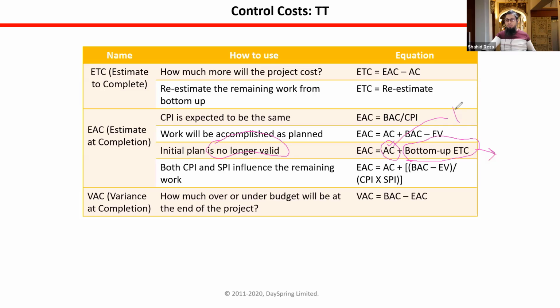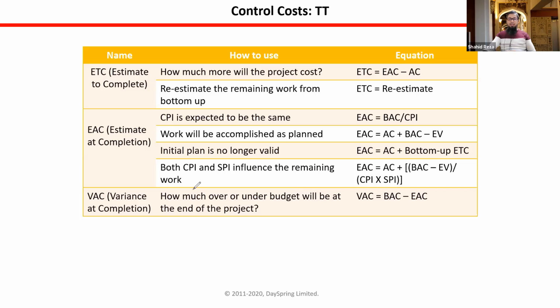Maybe we have already spent $120, and after bottom-up estimation, we find that we need another $60. So the total value we need is $180. So when we use this formula, we are thinking the initial plan is no more valid. Then for the rest of the job, we will do bottom-up estimation again. Can you remember the bottom-up estimation? Parametric, bottom-up, top-down. Bottom-up means for the rest of the job we will estimate again, and that estimated money will be added to the actual cost.